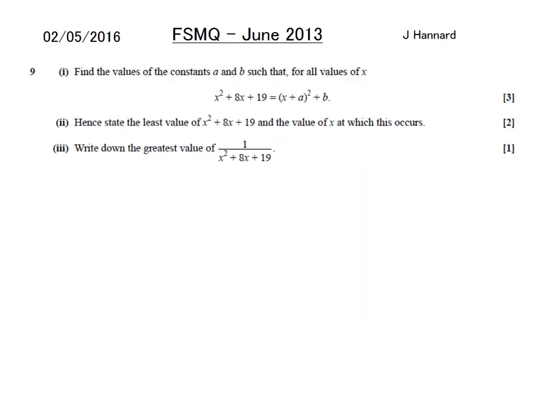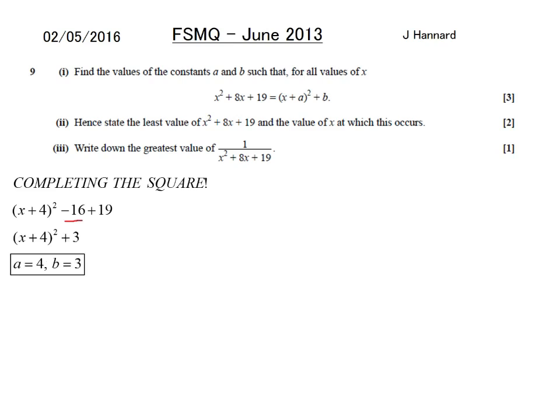Question 9. Find the values of the constants a and b such that for all values of x equals that. Well, it's completing the square, so you halve the coefficient of x, square it, take off the unwanted square because we only want x squared plus 8x, but we don't want the positive 16 that's going to come out, so we take that away as shown there, and then add 19 on, and we'll get that. Therefore, a is 4, b is 3.